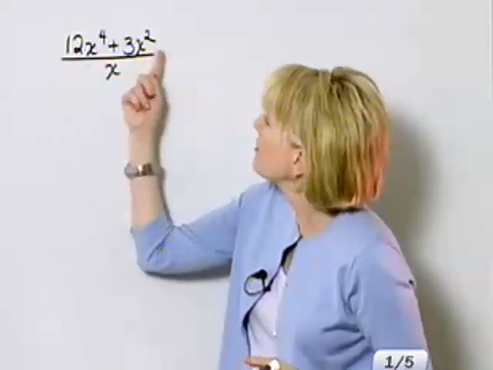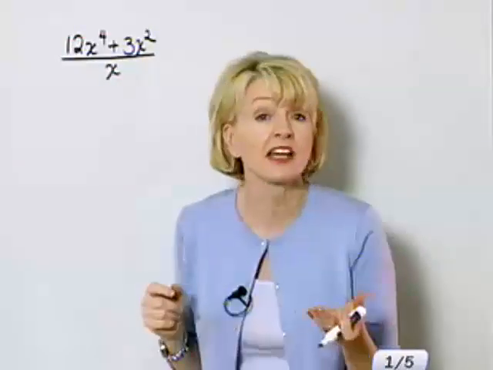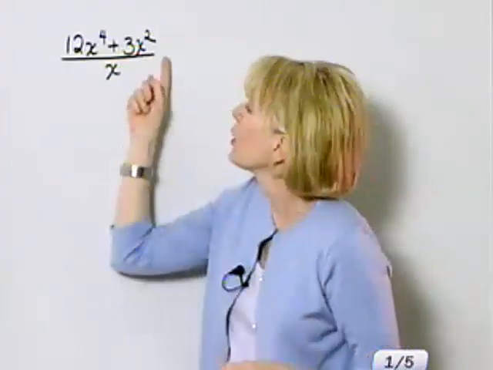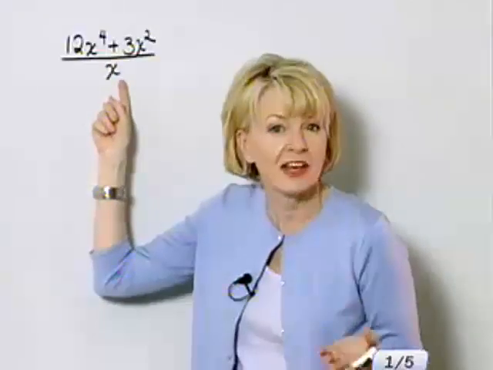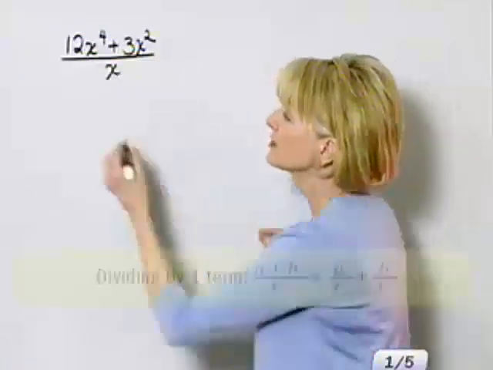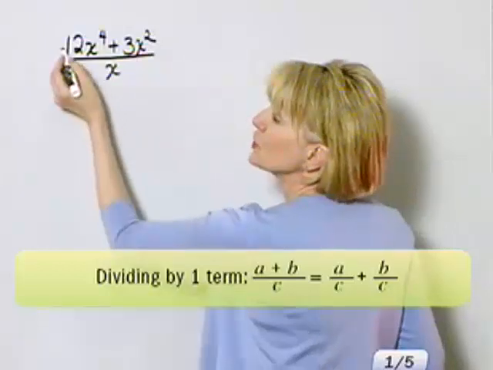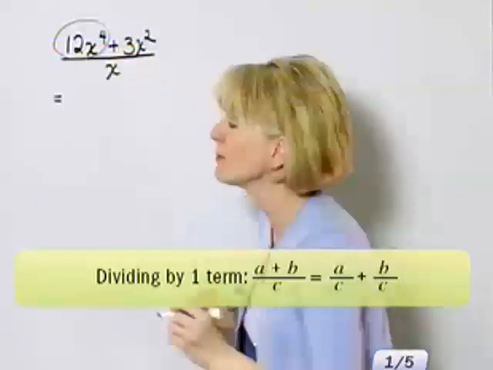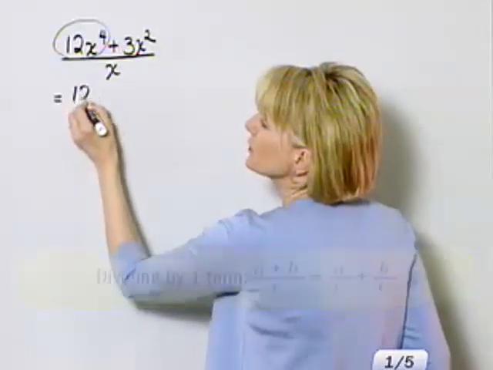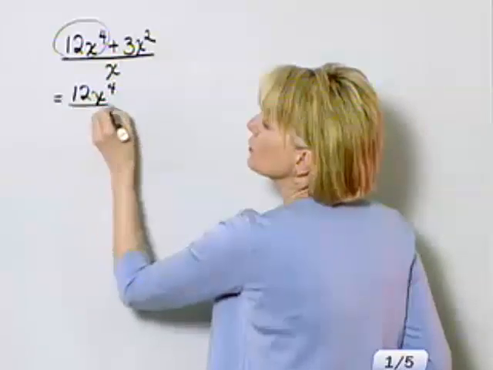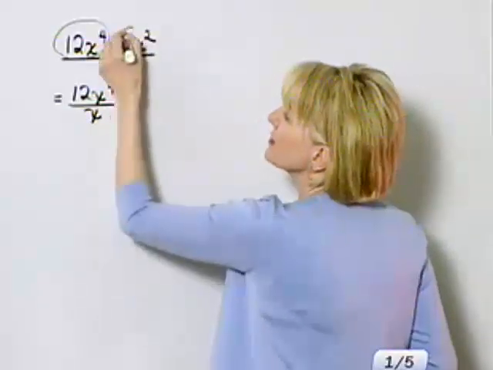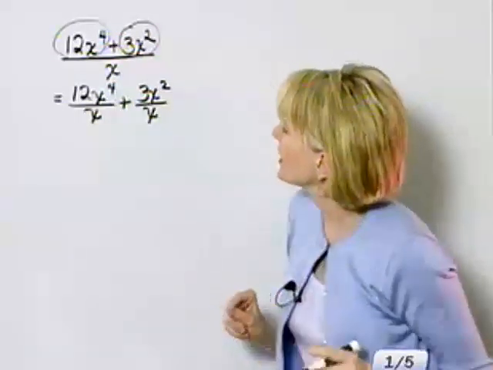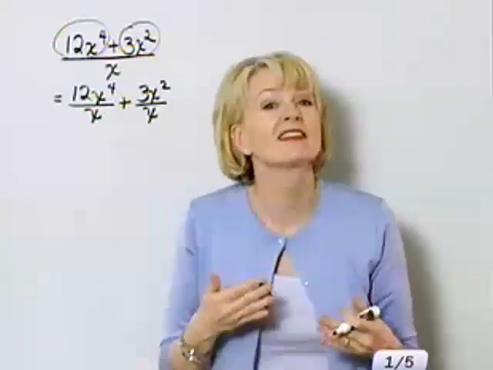Notice here we have a polynomial. In fact, in the numerator we have a binomial, and we are dividing, the fraction bar means division, by a monomial. That's one term. So how do we do this? We write each term in the numerator over that term in the denominator. So this is equal to the first term, 12x to the 4th over x, plus the next term, 3x squared over x. We have now divided, but let's simplify.